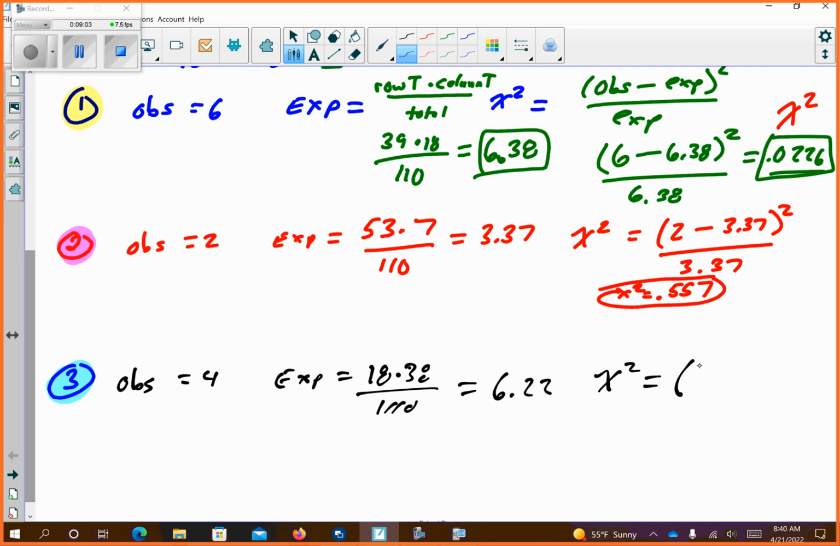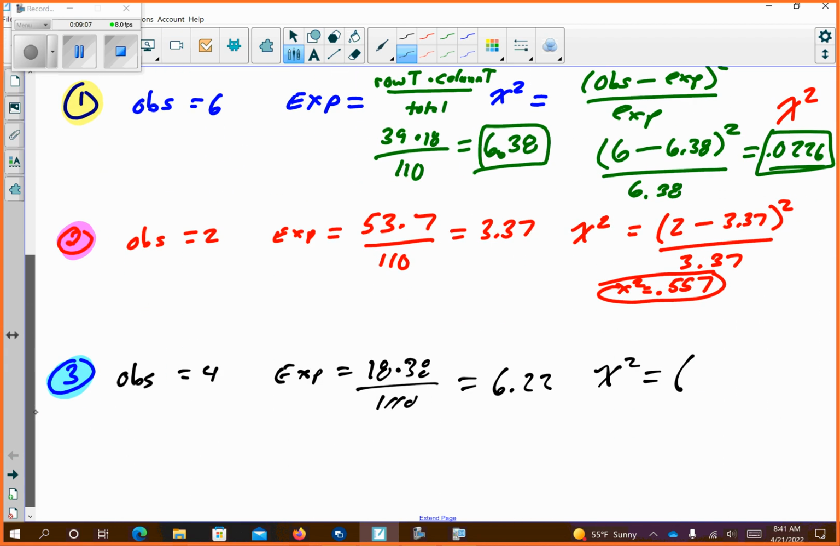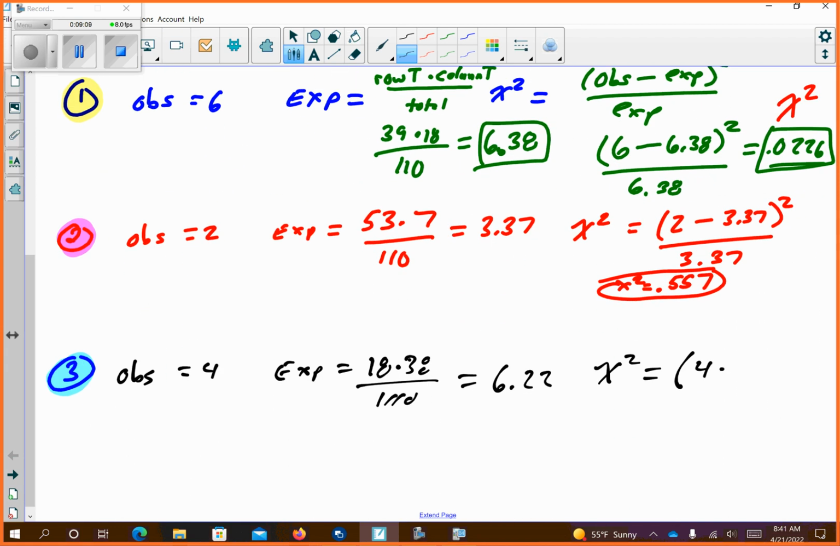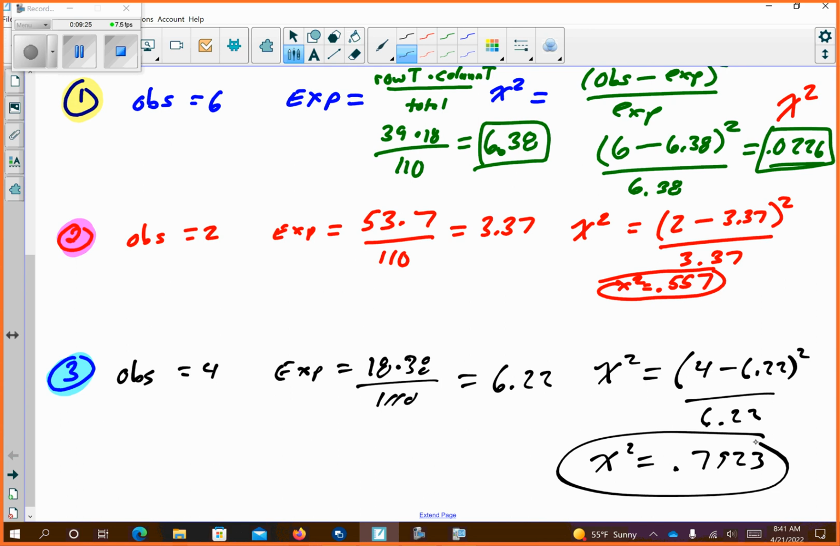And my chi-squared value will be the observed, which was, is that what it was? 4, minus the expected, quantity squared, divided by the expected. So that'll give me chi-squared is equal to 0.7923. Okay, so pretty straightforward on this stuff.